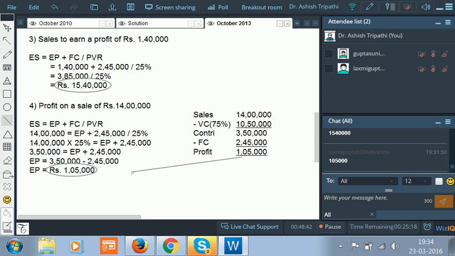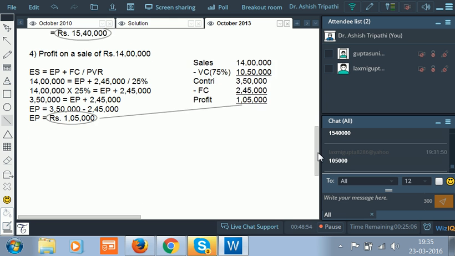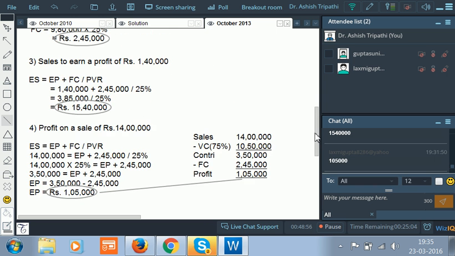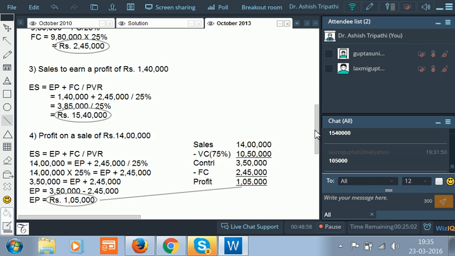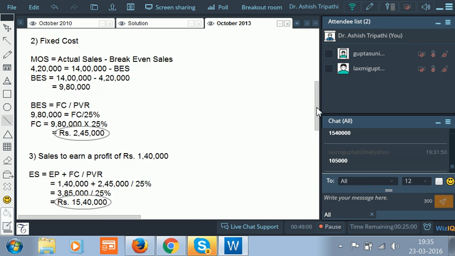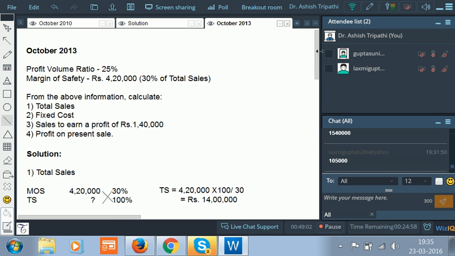So if you see, we are getting the same 1,05,000. That means we are correct. So this is how you can verify if you want. In case you have time in the exam, you can verify. Okay.